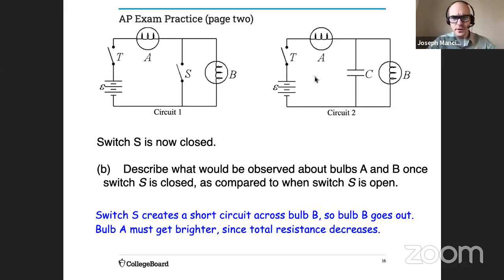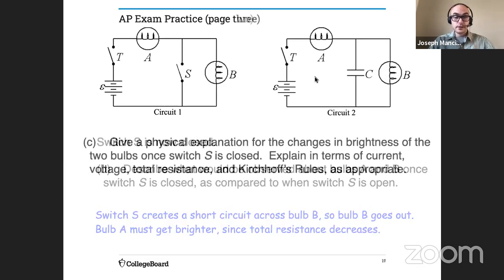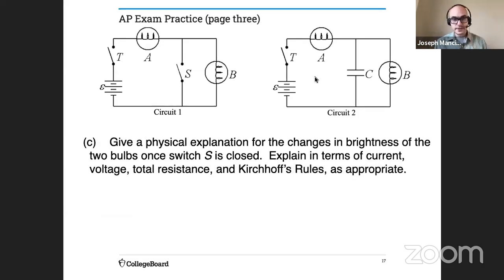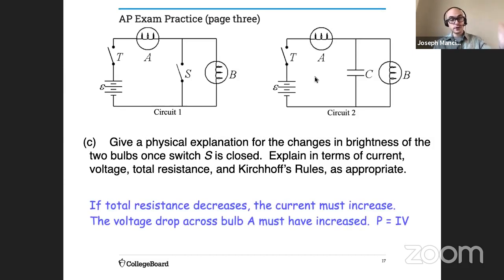What happens to A though? Well, when the resistance of the circuit decreases, because there's no longer a bulb B, when the total resistance decreases, the current that's going through bulb A goes through at a higher rate. Okay, so why does the brightness change once switch S is closed? If the resistance decreases, the current increases. The potential difference across bulb A increases to equal the potential difference of those batteries.